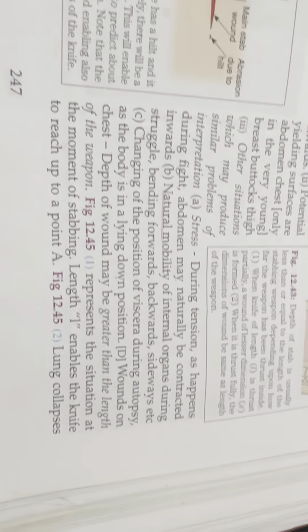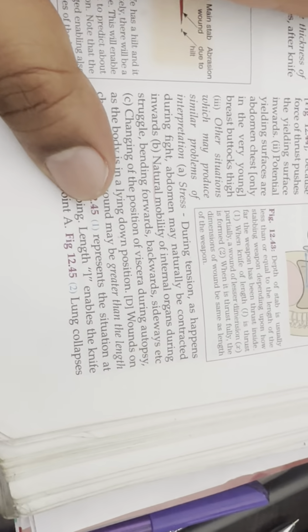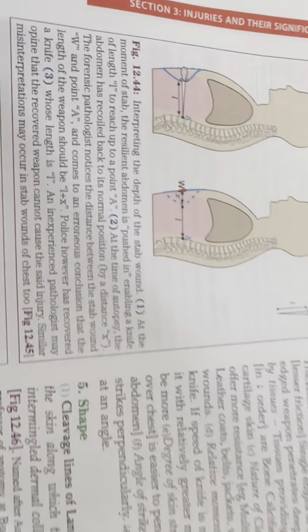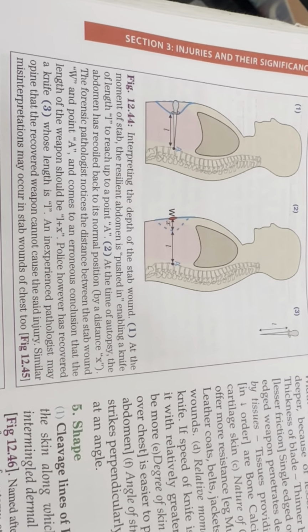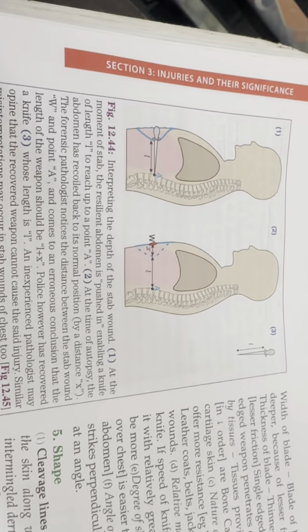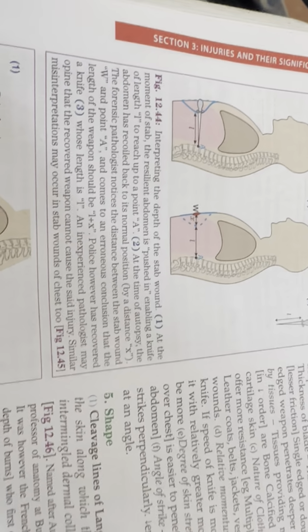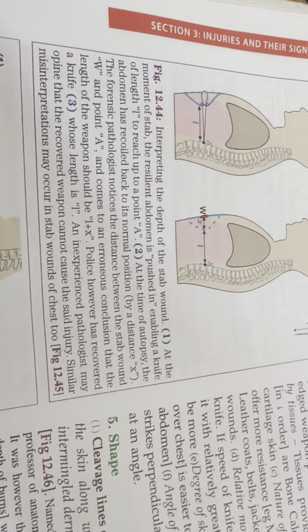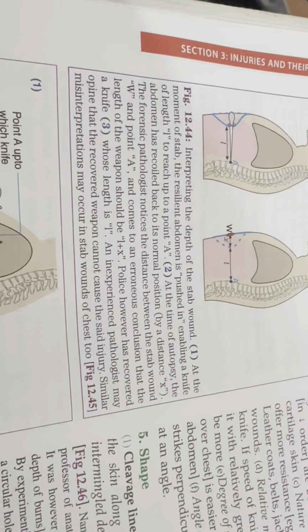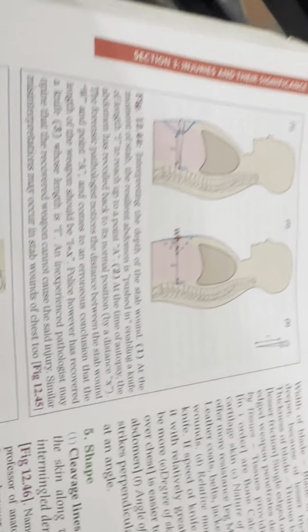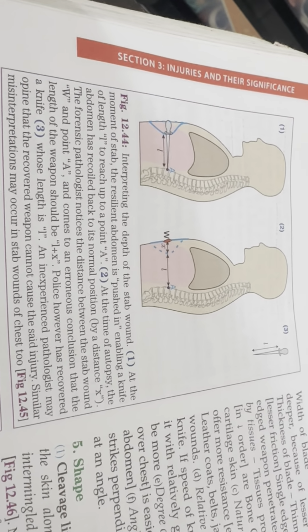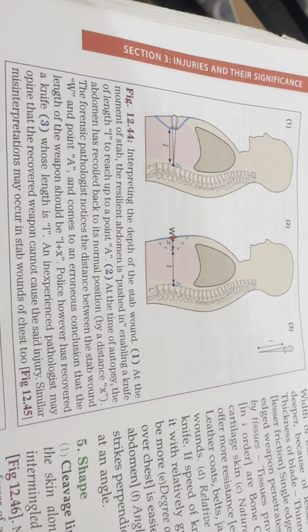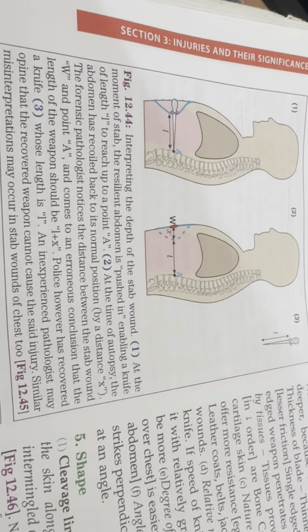This represents the situation at the moment of stabbing. The knife of length L reaches a point A. The lung collapses. Interpreting the depth of the stab wound: at the moment of stab, the resilient abdomen is pushed in, enabling a knife of length L to reach up to a point A. At the time of autopsy, the abdomen has recoiled back to its original position by a distance X. The forensic pathologist notices the distance between the stab wound W and the point A, and comes to an erroneous conclusion that the length of the weapon may be L plus X.